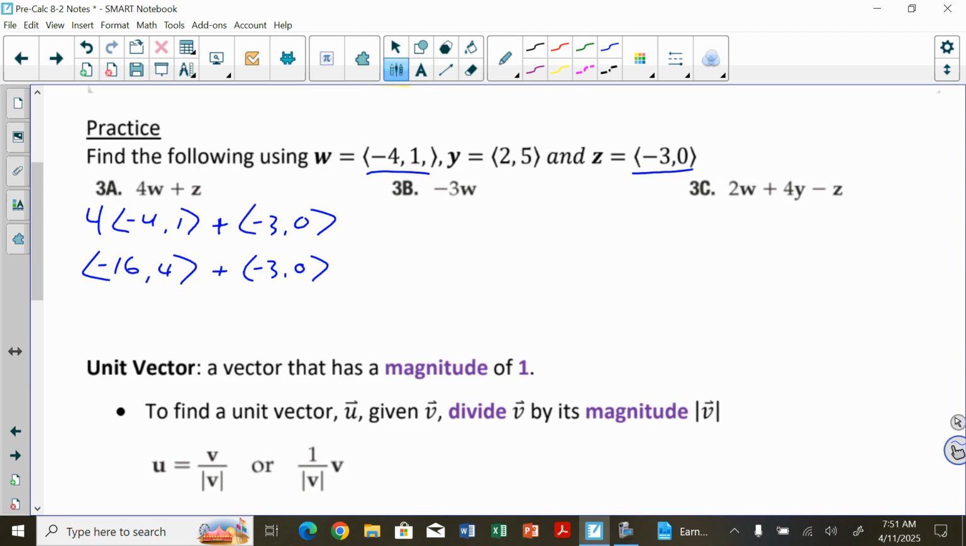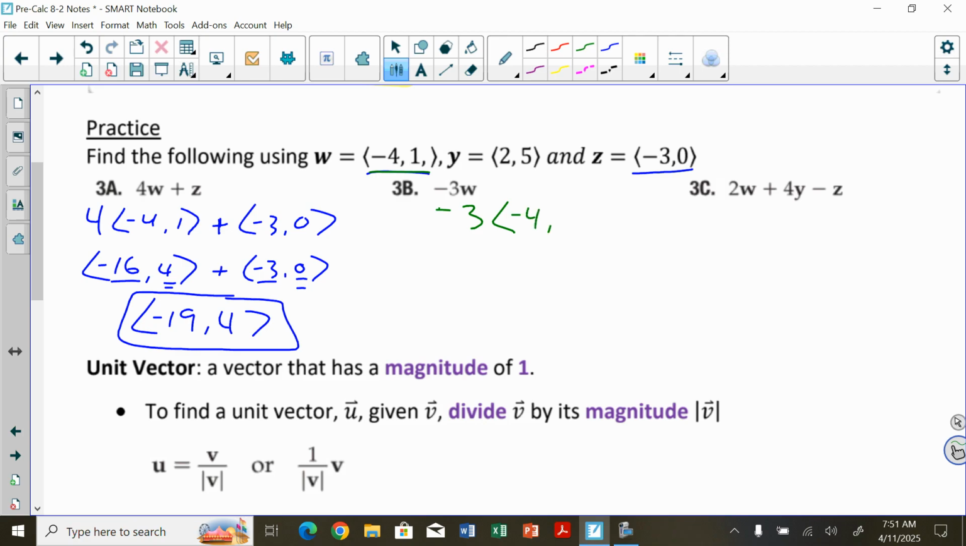and then we're going to add this to negative 3, 0. So now I'm just adding these two up. So negative 16 plus a negative 3 is negative 19. And then adding these, 4 plus 0 is 4. All right, awesome. Now, next one. So if we look at 3b, I've got a negative 3 times W, which is negative 4, 1. So pretty simple. I just multiply them both. That's going to be negative 12, comma negative 3. And that's it.